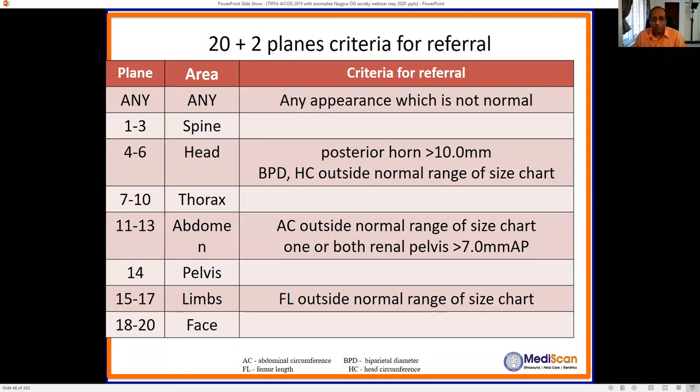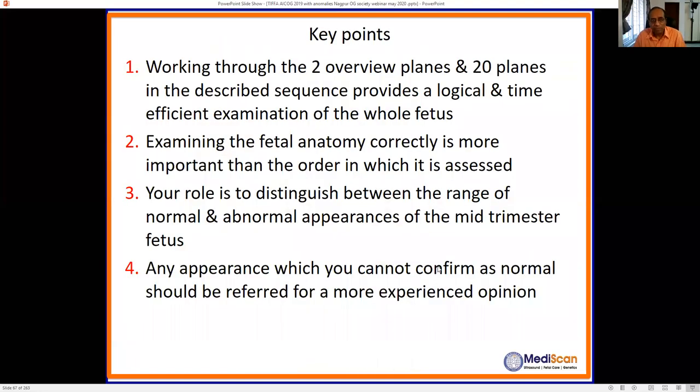Now, ISUOG has also brought out the criteria for referral. Once you do the 20 plus 2 plane approach, now they say any appearance which is not normal. In plane 4 to 6, if the posterior horn of the lateral ventricle is greater than 10 millimeters and BPD and HC is outside the normal range of the chart, that is less than 5th centile or greater than 95th centile. Similarly, abdominal circumference outside the range of the size chart, one or both renal pelvis greater than 7 millimeters, anteroposterior diameter, and femur length outside of the normal range of the chart, then these patients require next level referral.